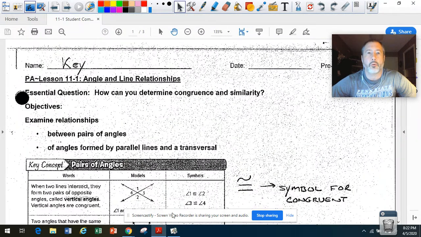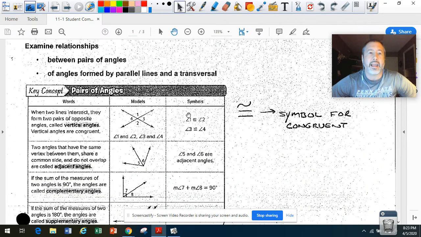So let's talk about what we're going to be doing today. Today, chapter 11, lesson 1, angle and line relation. So we're going to be looking at geometry. In geometry, there's a lot of symbols you must understand the meanings behind. So we're going to be going over a lot of that from chapter to chapter. But first, we're going to begin with what are known as pairs of angles. So we're dealing with pairs. We're dealing with two angles and what type of a relationship they have.